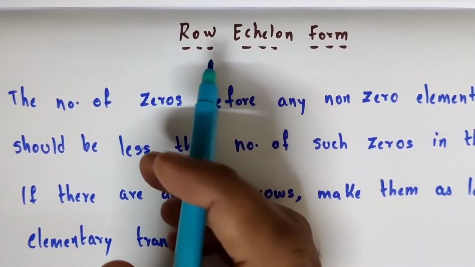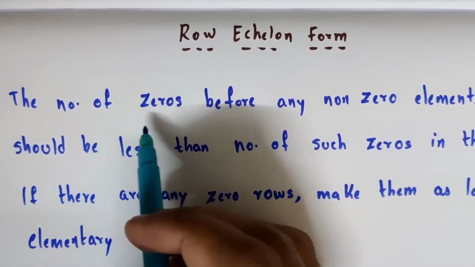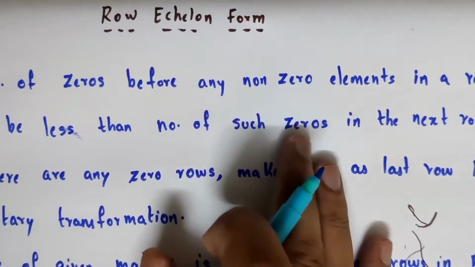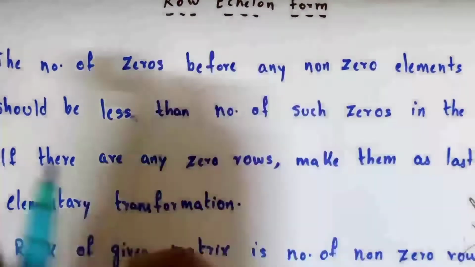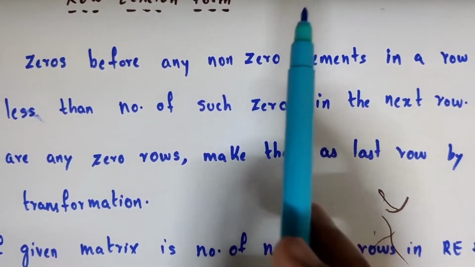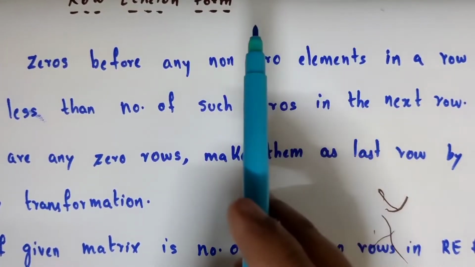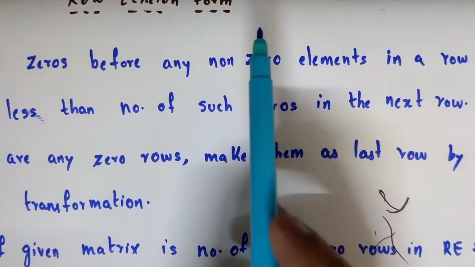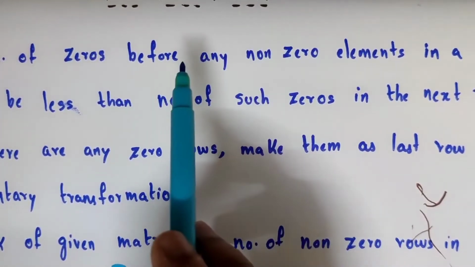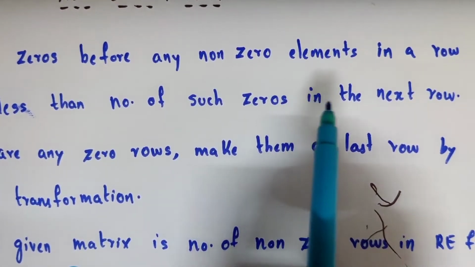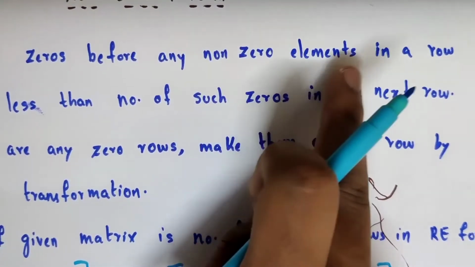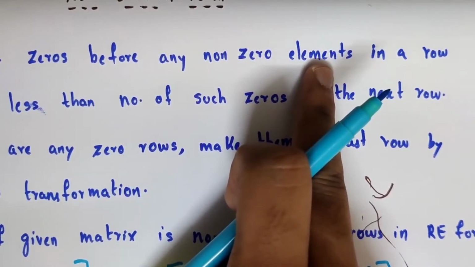Okay, so first let us see the statement of this row echelon form. What is it saying? The number of zeros before any non-zero elements in a row should be less than the number of such zeros in the next row. So what is the first statement? It is saying the number of zeros before any non-zero element in a row. When you consider a row, there will be some non-zero element. Non-zero element means nothing but which is not zero. Before that particular non-zero element, you will have some zeros. Such zeros, in the sense the zeros which are present before non-zero elements, should be fewer than the count in the next row. Don't get confused. I am going to explain it with a clear example. You will get an idea about that. So this is our first statement.